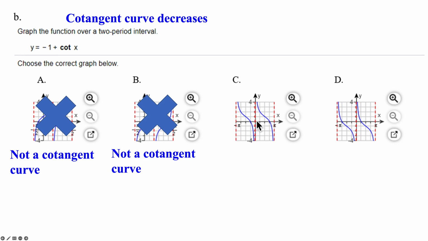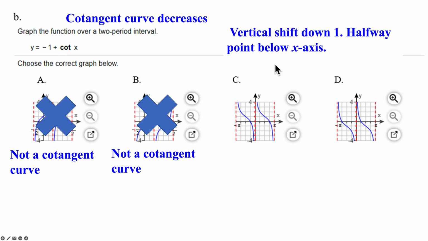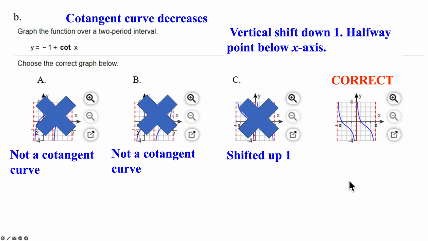Now, normally we're starting on the x-intercept halfway in between, but we have a negative or minus 1 here. That means we have to shift down. Well, this graph looks like it's shifted up. This one looks like it's shifted down. So I'm thinking this one's not going to work. This one's my correct answer. And there's our tangent curves.